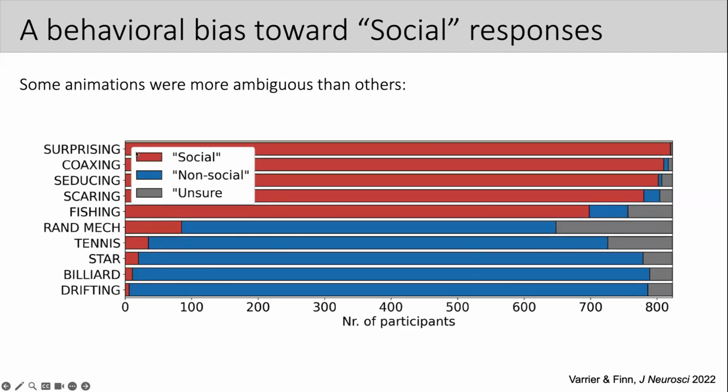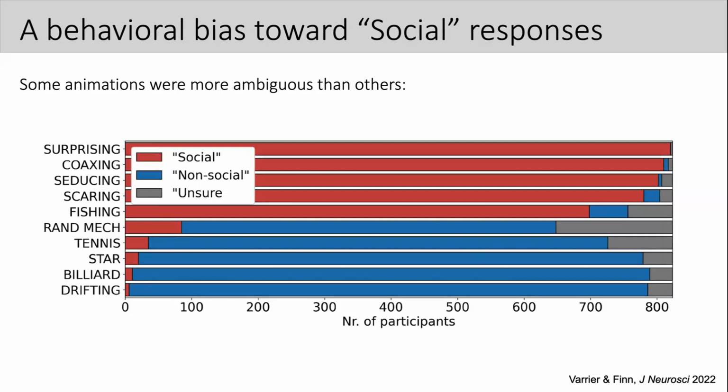So here, what I'm showing is the 10 different animations with their silly names, and then the percentage of responses. You can see these first 5 animations were the ones that were intended to be social. And these big red bars indicate that most people got it right, so to speak. Same thing for the non-social stimuli, but there was enough variability that we could tease out those behavioral responses that I just showed you.